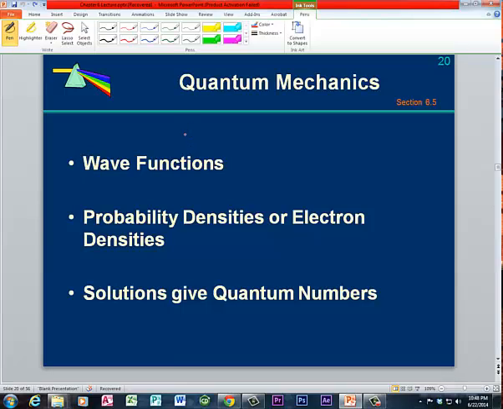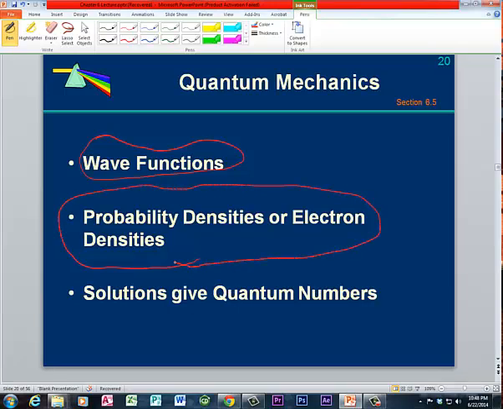Now what we want to do is learn the rules of the quantum numbers that are produced by the Schrödinger equation. These are called wave functions, and it's just a calculation that calculates the probability of finding an electron at any particular place with any particular energy. Remembering that we can never know exactly the position or the momentum of the electron simultaneously, because the more we know about the position, the less we know about the momentum, and vice versa.